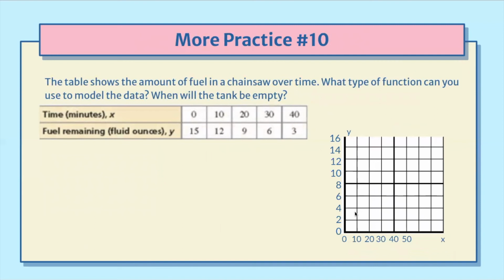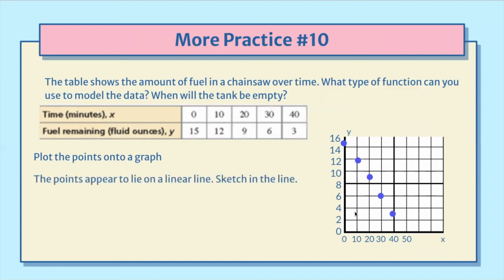So we have another word problem. This one is about the amount of fuel in a chainsaw over time. And basically, we're doing the same thing by finding the type of function, and then we're going to determine when the tank will be empty. So we're going to plot the points on the graph. And we can see from the points that it looks like a linear function. So we're going to sketch in the line.